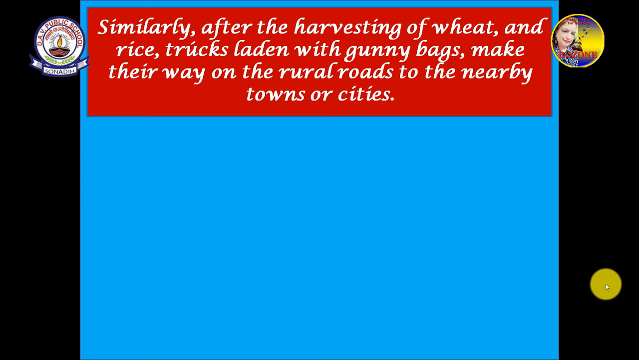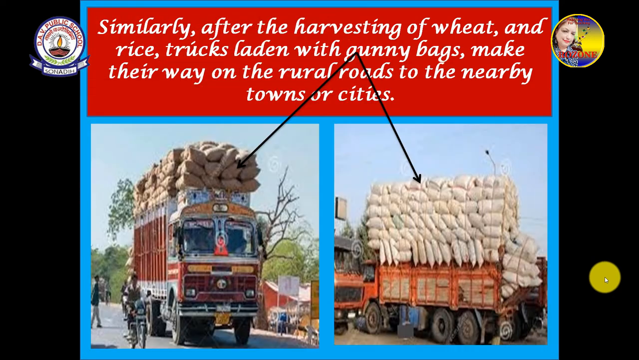And the same thing you will see wherever harvesting takes place, cutting of the crops of wheat and rice. So you will find the trucks laden with gunny bags. These are the gunny bags. They are known as bori in Hindi. They also keep moving on the rural roads to nearby cities and towns with gunny bags.